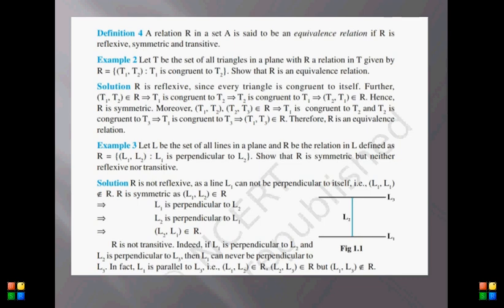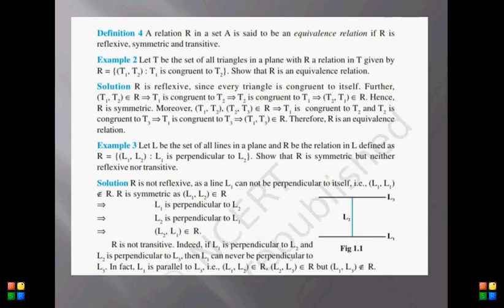Moreover, (T1, T2) and (T2, T3) belong to R. This implies T1 is congruent to T2 and T2 is congruent to T3. This implies T1 is congruent to T3. This implies (T1, T3) belongs to R. Therefore R is an equivalence relation. So this is a very simple example.